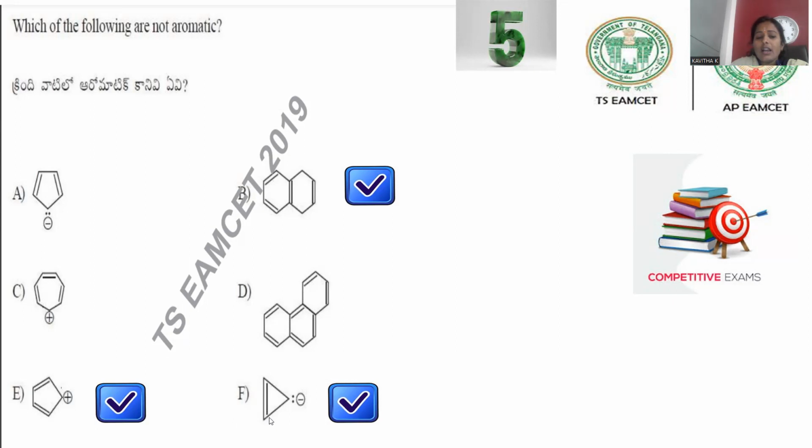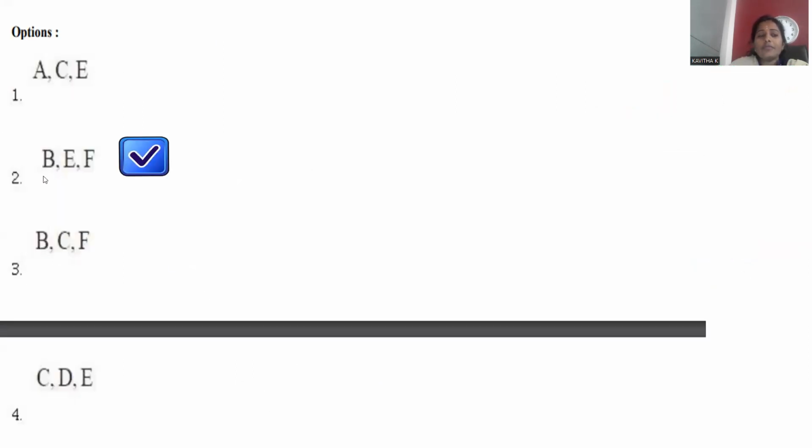And go with this. You can find this cyclopropenyl anion. Cyclopropenyl cation is aromatic. Rather, cyclopropenyl anion is non-aromatic. Why? Because this carbon is sp3 hybridized. Carbanion intermediate giving rise to sp3 hybridization. So this is also not part of aromatic. So this is also taken as an answer. B, E, F are the correct answers that are mentioned in option 2. For question 5, option 2 will be the right answer.